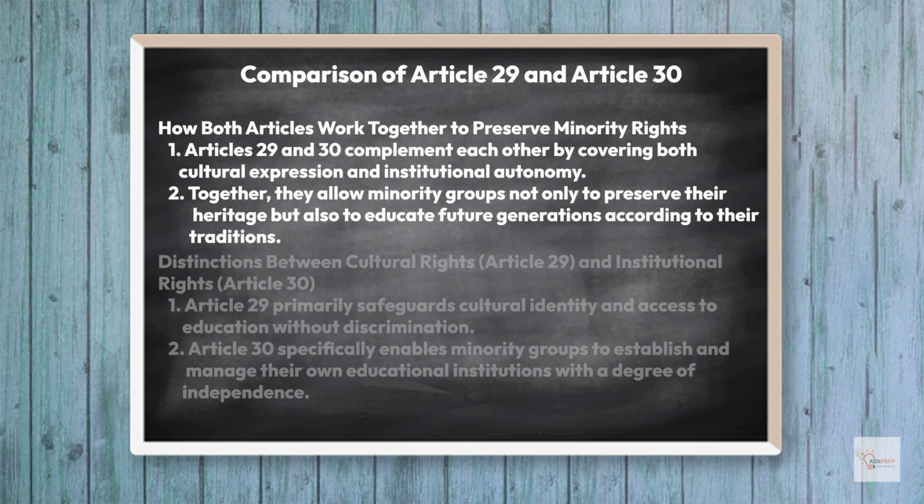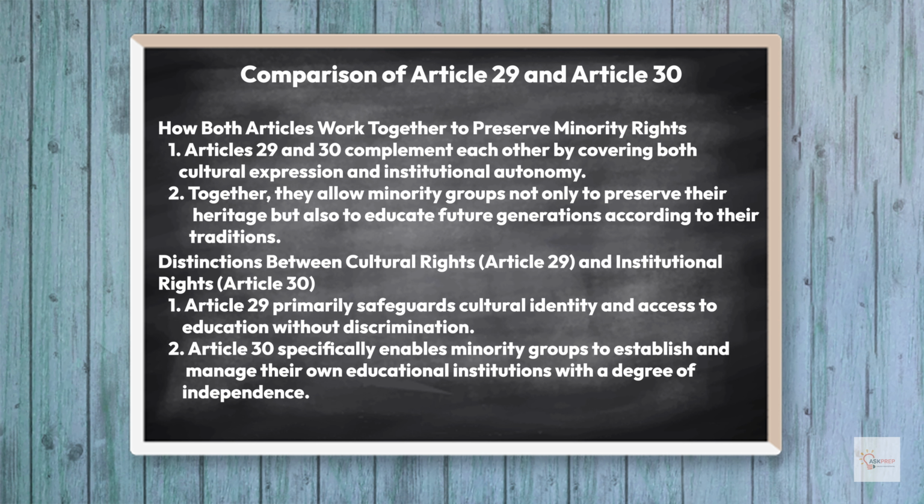Distinctions between cultural rights, Article 29, and institutional rights, Article 30. Article 29 primarily safeguards cultural identity and access to education without discrimination. Article 30 specifically enables minority groups to establish and manage their own educational institutions with a degree of independence.